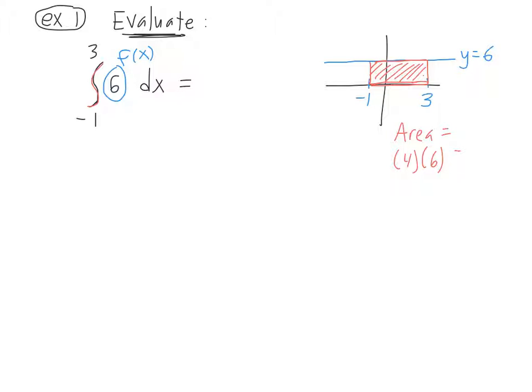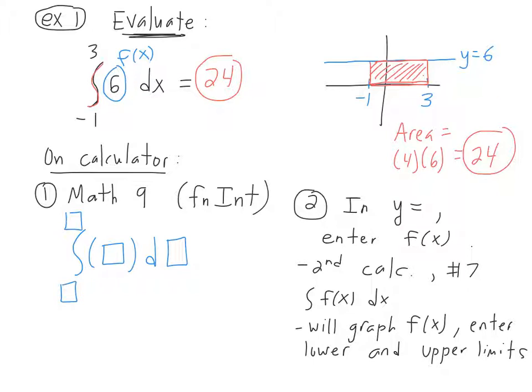So our area here would be 24 square units. Okay? Now, the calculator, so this is equal to 24. I want to tell you how to use the calculator to do this, a couple different ways. Alright, so two things to do in the calculator here, and it's really important that you have a calculator in front of you.